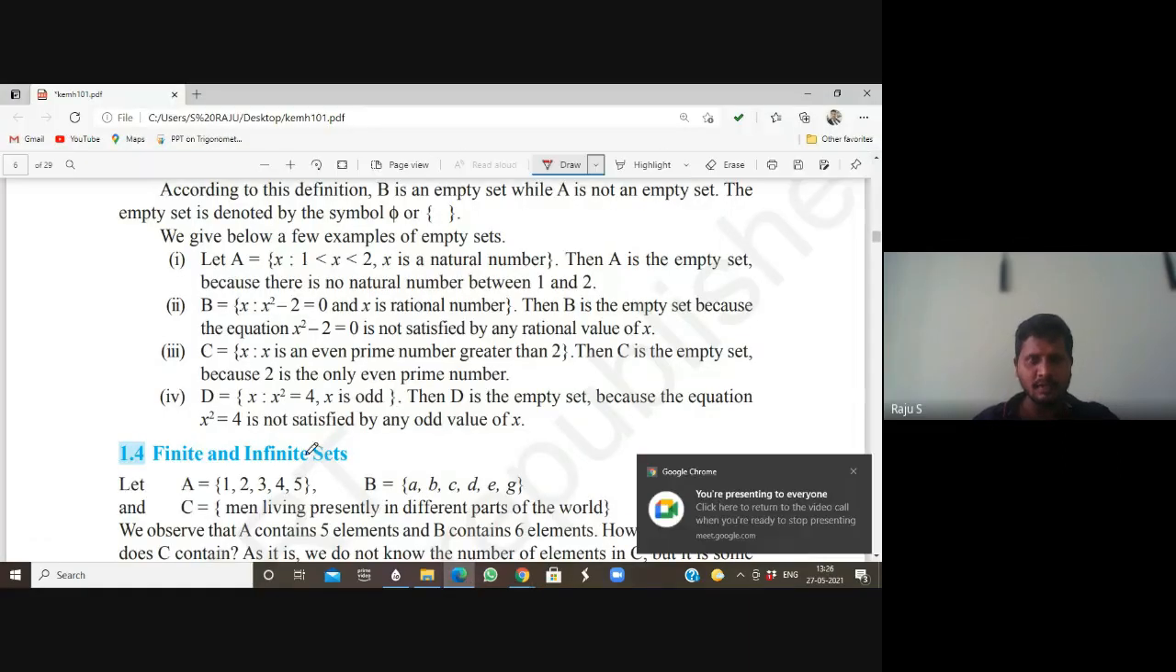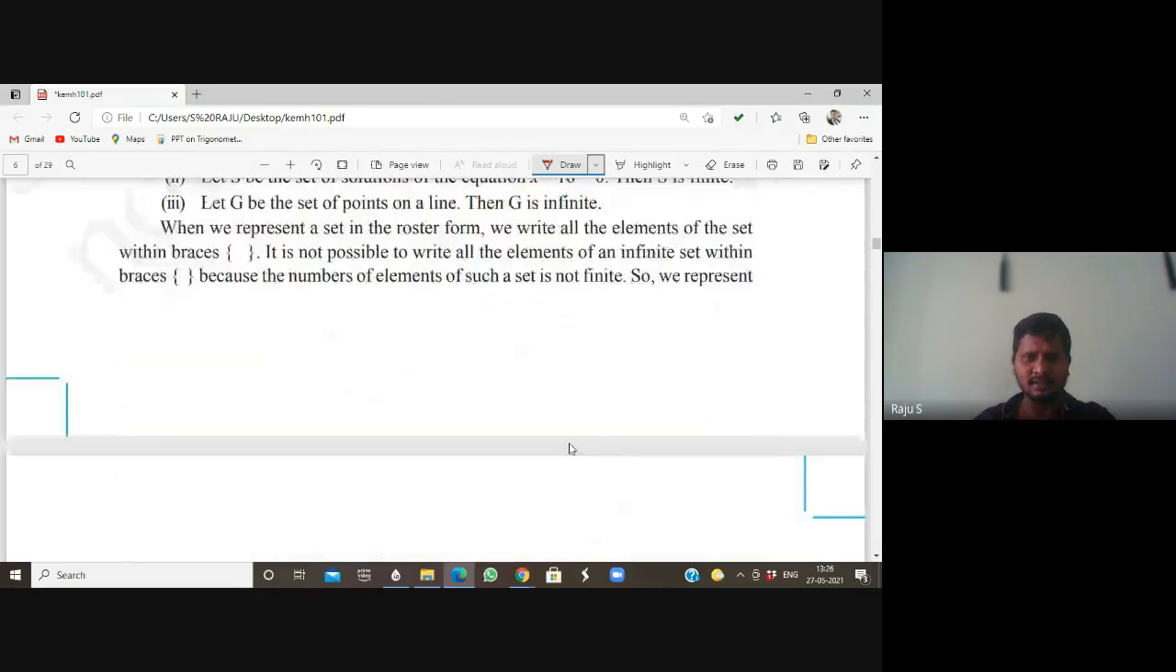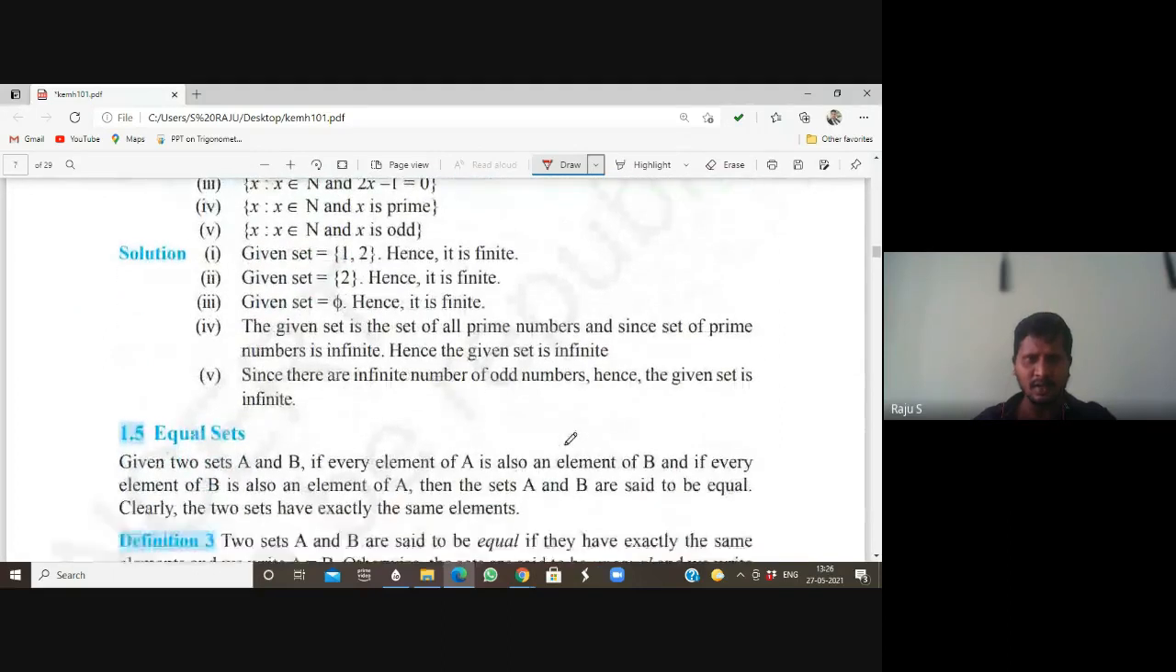Here, finite or infinite: if the set consists of a finite number of elements, then that is a finite set. If the set consists of an infinite number of elements, then that is an infinite set. That's it. Okay.